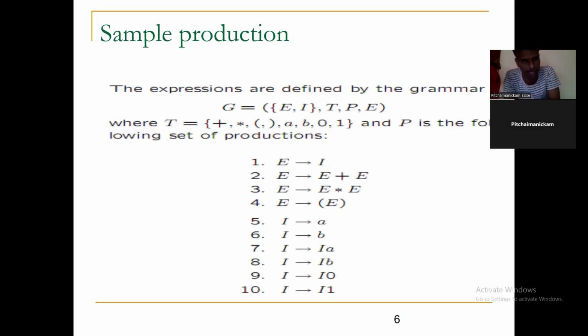So this is a simple grammar. Let us consider the grammar G equal to E, I, T, P, E. Here T is the set of terminals: plus, star, left bracket, right bracket, A, B, 0, 1. These are all the terminals, and these are the productions: E tends to I, E tends to E plus E, E tends to E star E, E tends to bracket of E, and I tends to A, I tends to B, I tends to IA, I tends to IB, I tends to I0, I tends to I1. These are the productions used in this grammar.